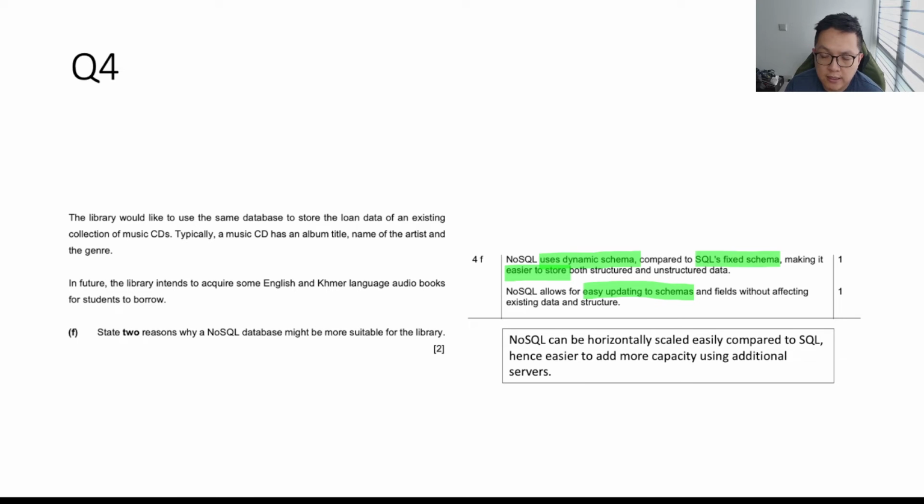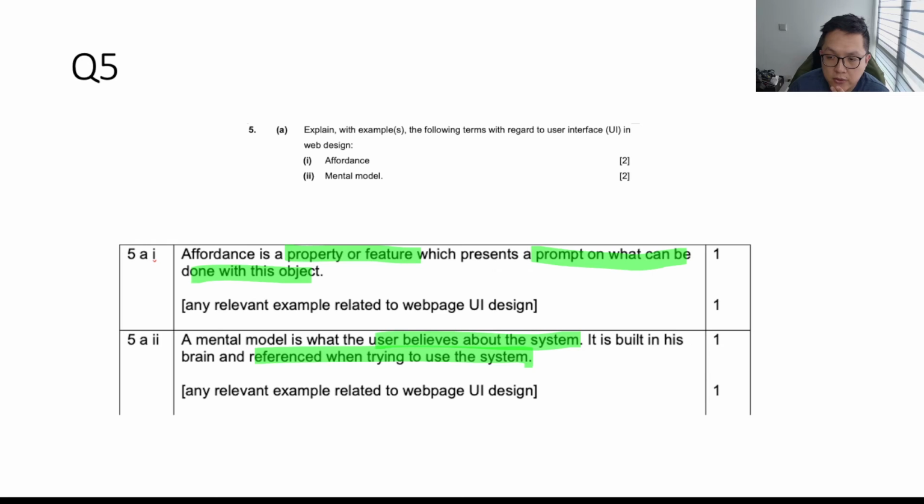It's easy to link the two servers up in NoSQL compared to SQL, right? So these are the 3 points that we'll take. Okay, next we are looking at question 5.